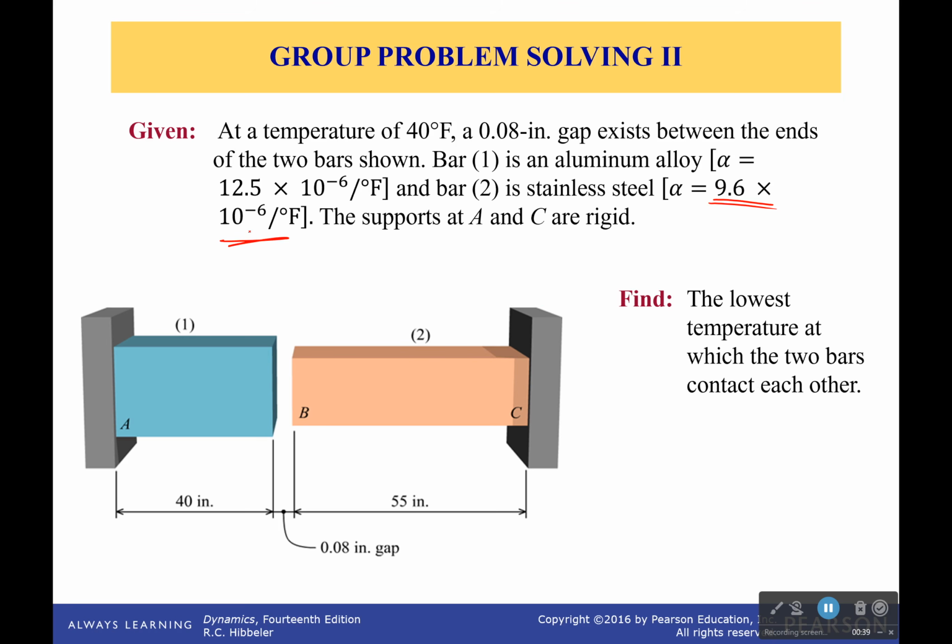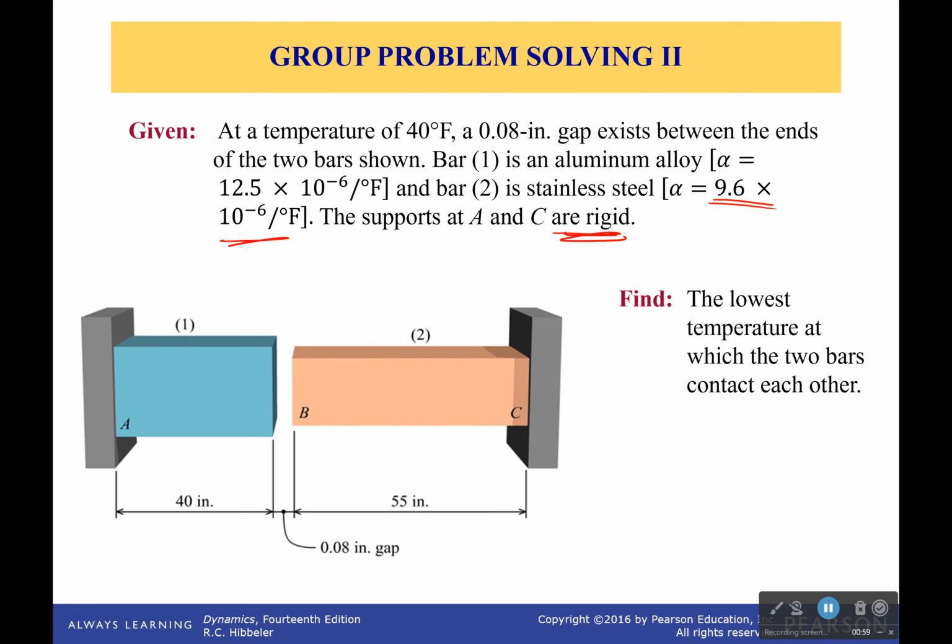We also know the supports at A and C are rigid, which means they will not move and they will not change. So what do we want to find? Well, we want to find the lowest temperature at which the two bars contact each other. Obviously, if you get too high, they're just going to be trying to crush each other. But what's the lowest temperature where they will still touch?